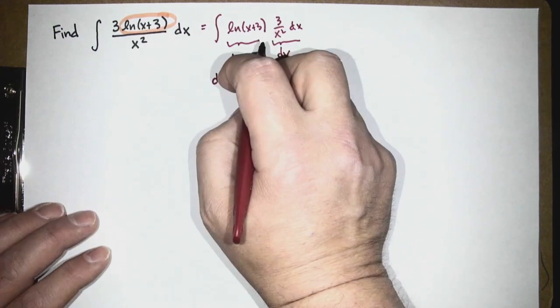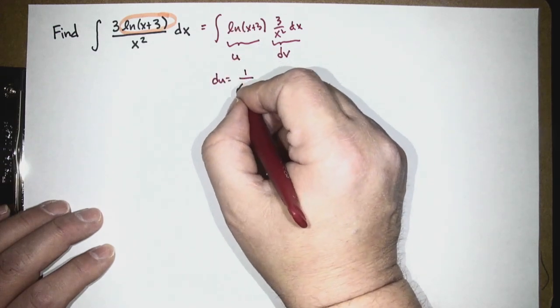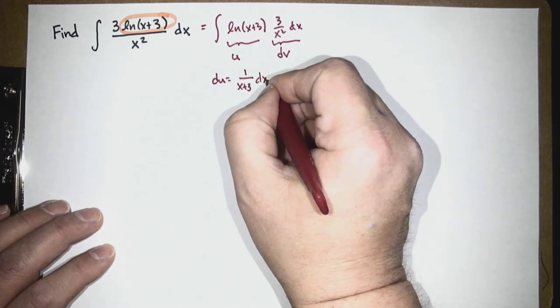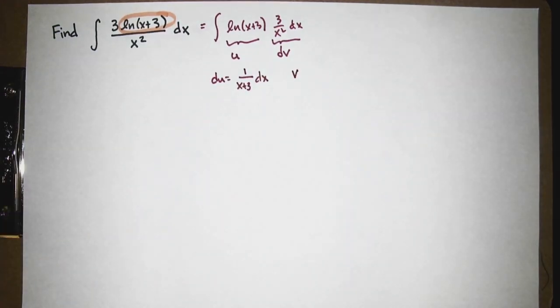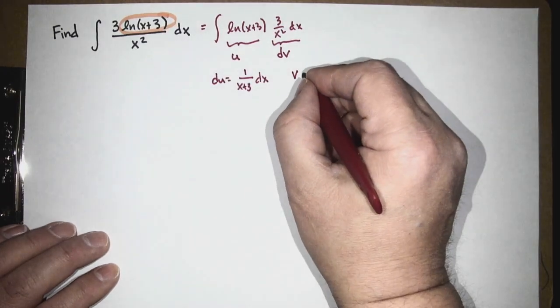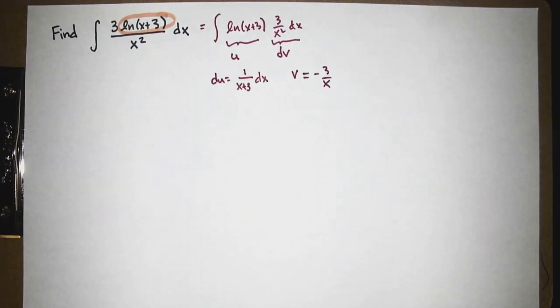We said it was easy to differentiate, so hopefully that's still true. 1 over x plus 3, yes! And we throw in the dx for good measure. Antiderivative of 3 over x squared, which is, by the way, the same as 3x to the negative 2 power. So it'll be negative 3 over x. Or if you like, it's negative 3x to the minus 1 power. So you add 1 to the power of negative 2, divide by that new power.